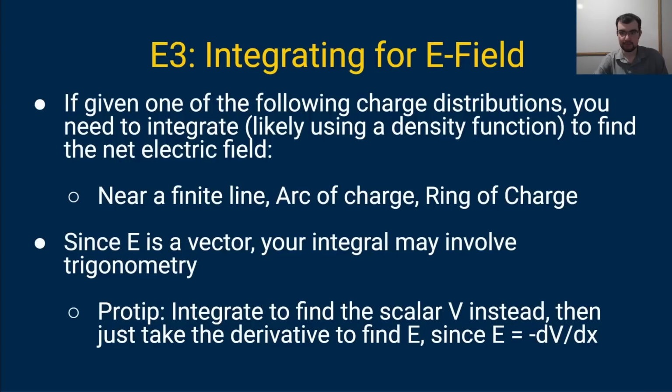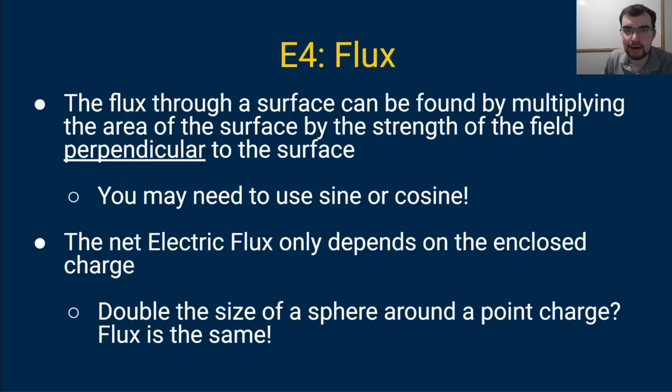To integrate for E field, you'll know it's not a Gauss's law question, but instead an integral question of k dq over r squared r hat, if you're given a finite line, either on the end of the line or above it, an arc of charge, or a ring of charge. Since E is a vector, you might have to attach a sine or cosine to your integral and do some substituting. But if you find that a bit annoying, a pro tip is actually finding V first, because you don't have any vector stuff to deal with in V, and then just take a derivative of V, because E is dV/dx.